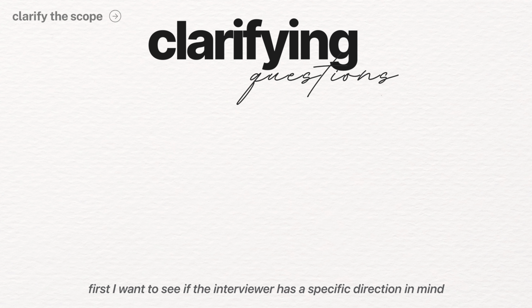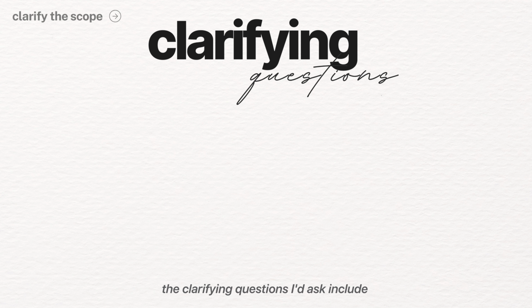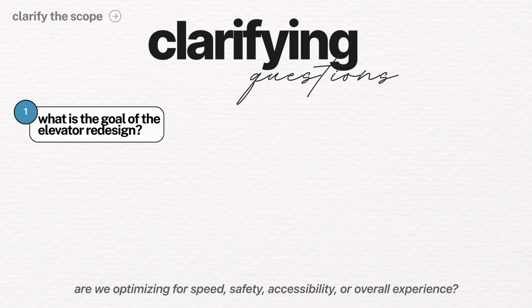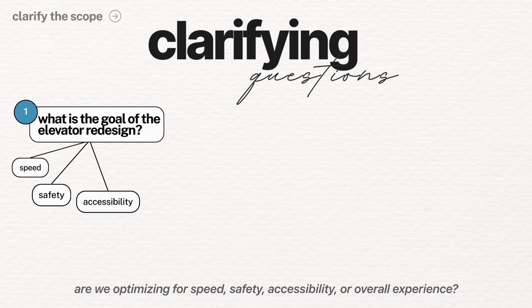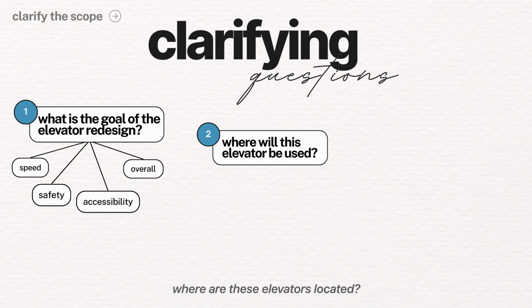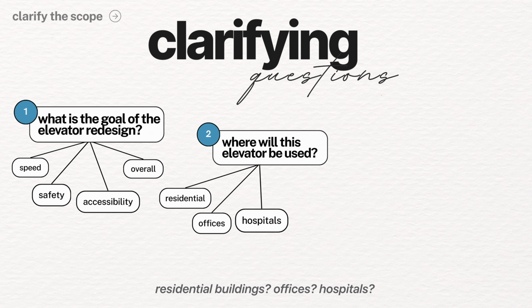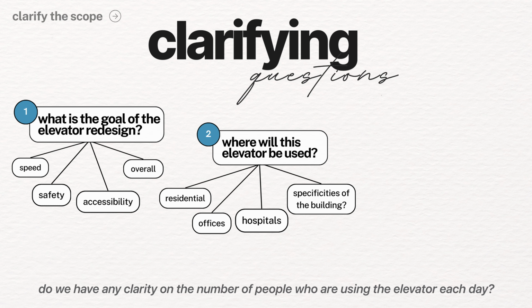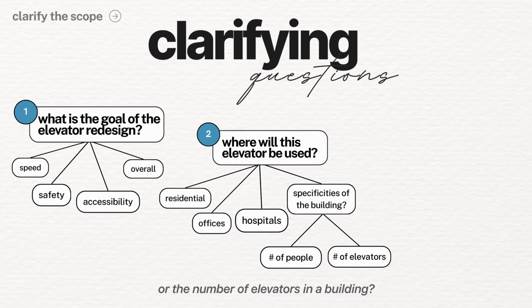First, I want to see if the interviewer has a specific direction in mind. The clarifying questions I'd ask include, what is the goal of the elevator redesign? Are we optimizing for speed, safety, accessibility, or overall experience? Where are these elevators located? Residential buildings, offices, hospitals, and if we're focusing on a specific building type, do we have any clarity on the number of people who are using the elevator each day, or the number of elevators in a building?